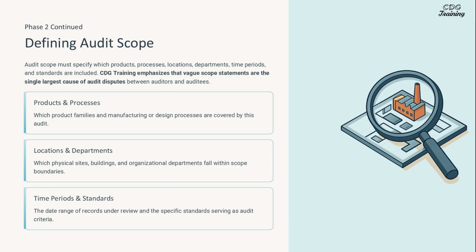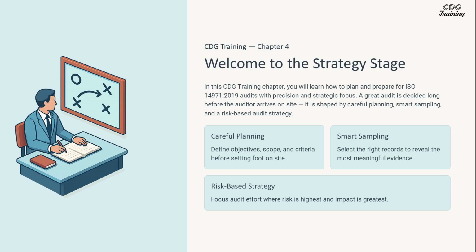Welcome to Chapter 4, Audit Planning and Preparation, where we focus on building a risk-based audit strategy. This chapter is designed to help you plan smart, audit strong, and find what truly matters. In this chapter, you'll learn how to plan and prepare for ISO 14971:2019 audits with precision. Careful planning, smart sampling, and a risk-based strategy are key to success.